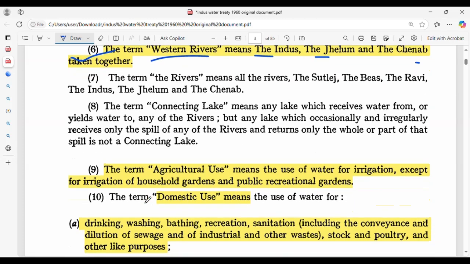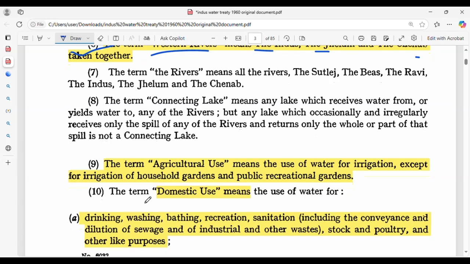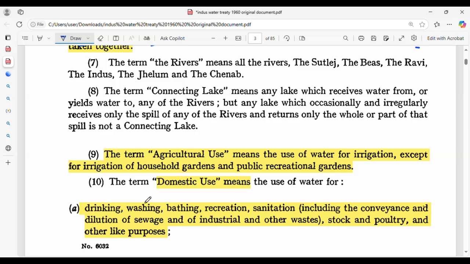Definitely, every water system is important for commercial purposes, economic purposes. We can definitely make some hydroelectric projects there, and we can use them accordingly.